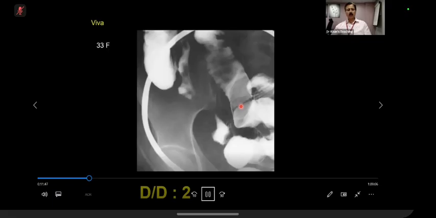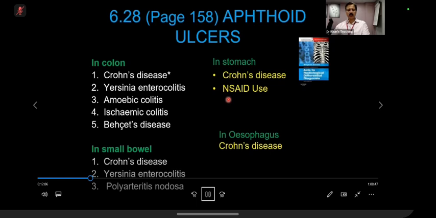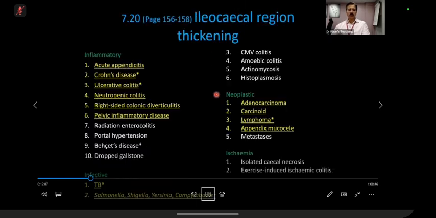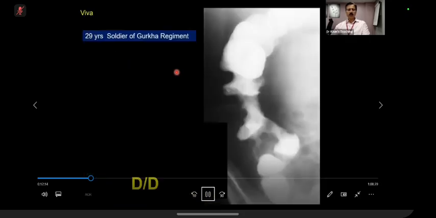Aphthoid ulcers, wherever you see them, and they have come in the exam again and again, small bowel, large bowel, whatever, Crohn's disease should be up there. And aphthoid ulcers, by definition, are deep ulcers. Remember that. So in ulcerative colitis in large bowel, you will not see them. So this is the differential of aphthoid ulcer. This is the differential of ileocecal region thickening.